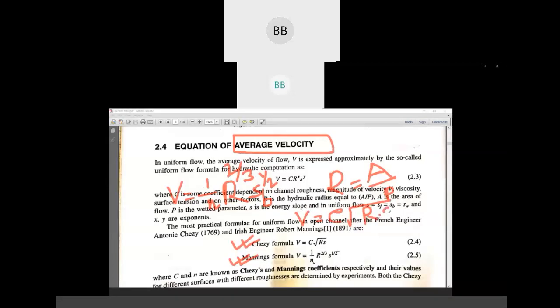Whereas for Chezy it is C multiplied by root over R into S_B. C is the Chezy constant. R is nothing but the hydraulic radius, that is area by wetted perimeter, and S_B is nothing but the bed slope.